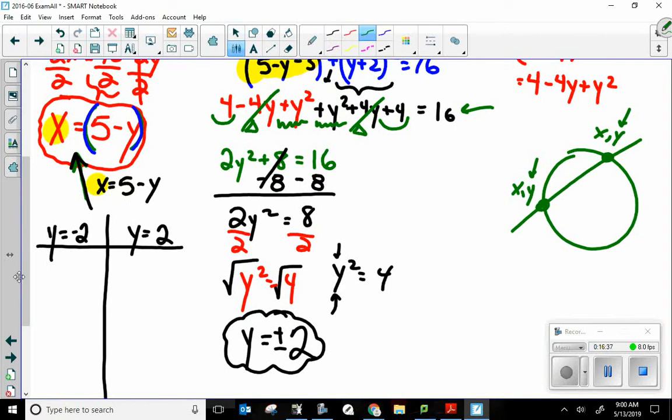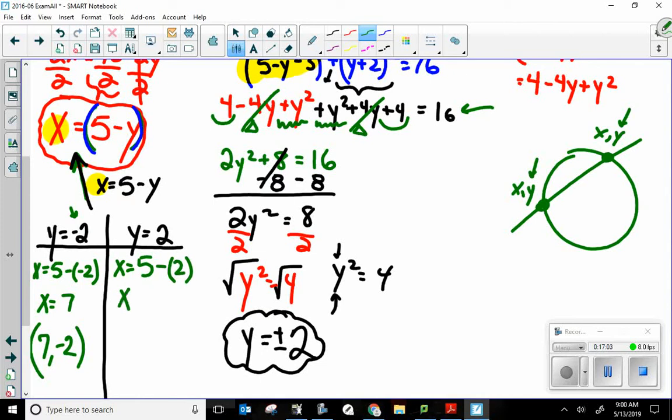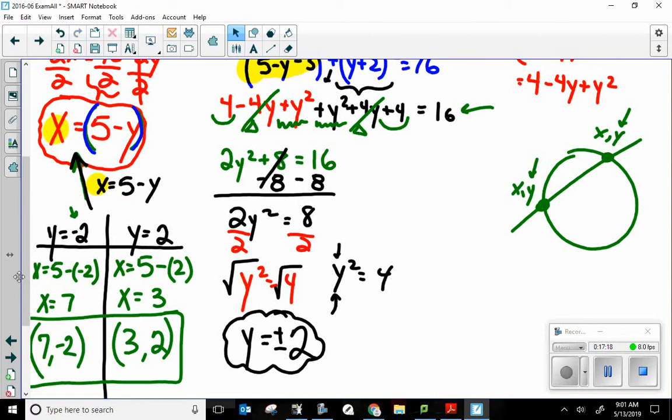If x equals 5 minus y, and y is negative 2, x equals 5 minus negative 2. That means x would equal 7. So one of my coordinates is, when x is 7, y is negative 2. I'm going to do the same thing with positive 2. If x equals 5 minus y, that's 5 minus, this time my y is positive 2. 5 minus 2 is 3. So my second coordinate is x is 3, y is 2. You need coordinates, okay? When they ask you for a solution to systems, they're asking you for coordinates.